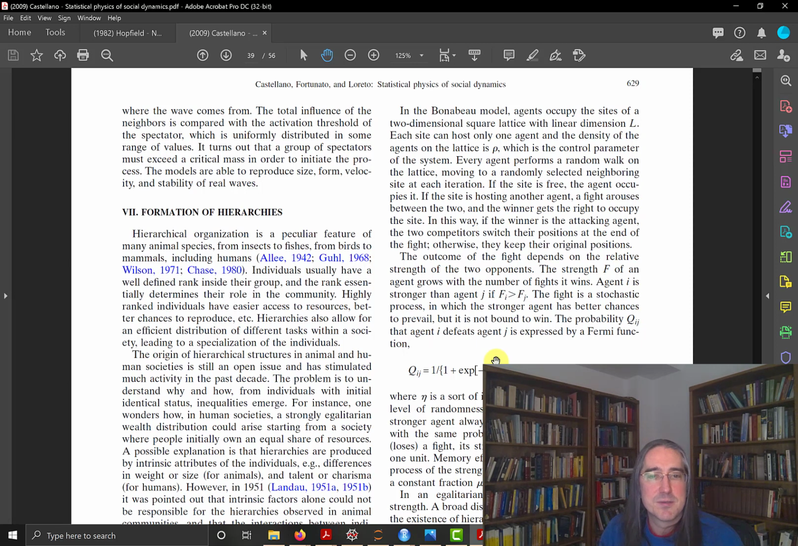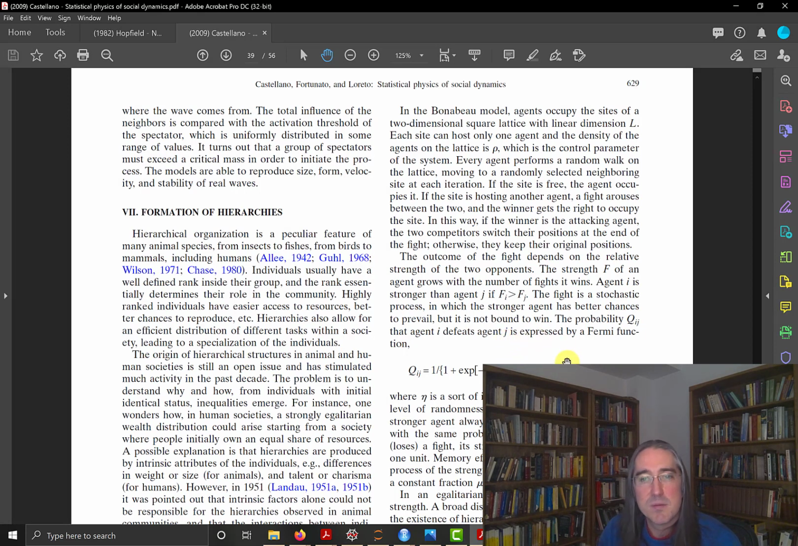And the question is, when does this dynamic lead to a hierarchy? Okay, so if we start with everyone at F equals 0, nobody is stronger or weaker than anyone else, and we just start this discrete dynamics, time step. What happens? Well, if I and J both have strength 0, then that first fight is going to be random, right? 1 over 1 plus 1. But whoever wins it now has a non-zero f.